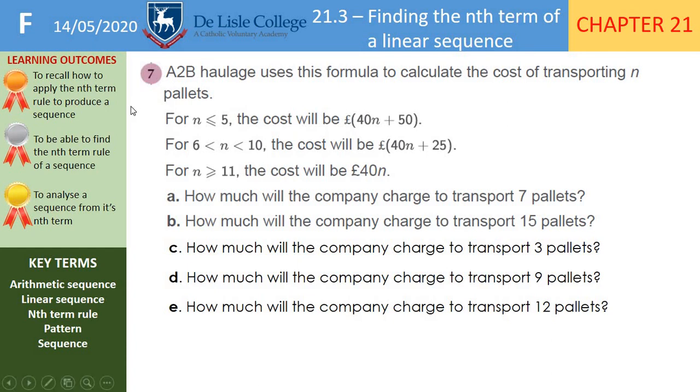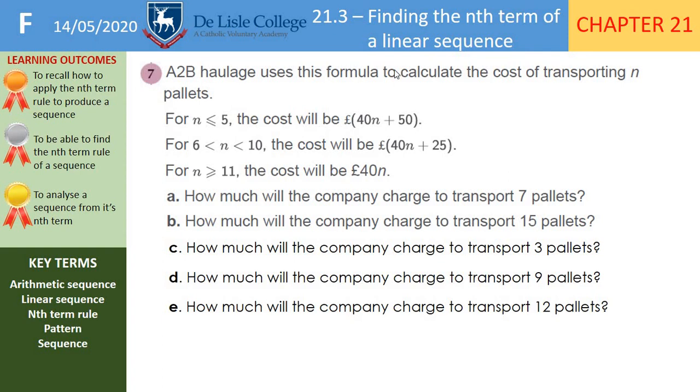So A to B haulage uses this formula to calculate the cost of transporting n pallets. So n just stands for pallets, and it's the number of pallets that there are. And if you really want to know what a pallet is, it's those wooden crossover things that you'll see come out of lorries with loads of sometimes food on or equipment or whatever else it is when they're delivering it to big factories and to superstores.